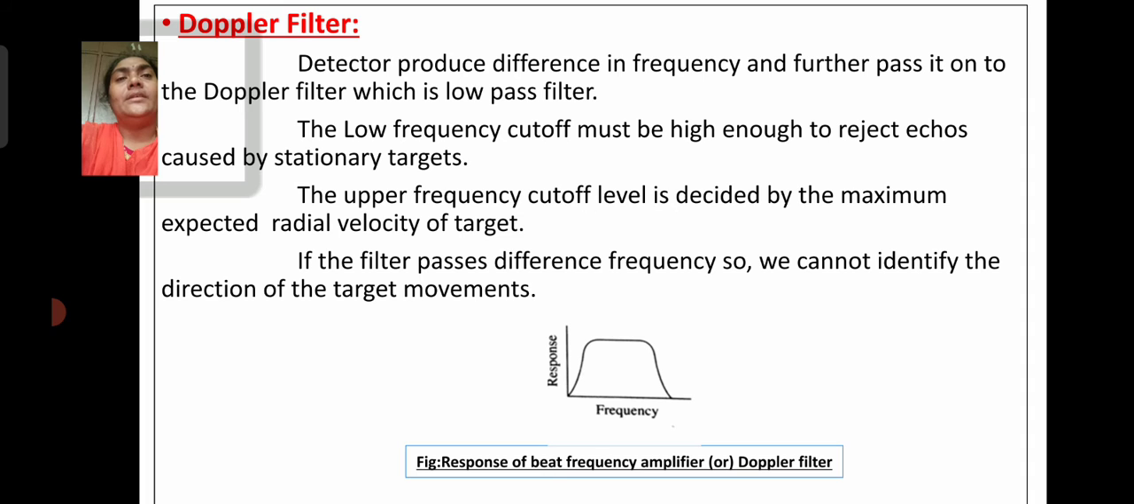So what is the use of the Doppler filter? The detector produces the output frequency, which then passes on to the Doppler filter. The Doppler filter is nothing but a low pass filter. It allows the low frequencies and rejects the high frequencies. The low frequency cutoff must be high enough to reject the echoes caused by the stationary target. The upper frequency cutoff level is decided by the maximum expected radial velocity of the target. If the filter passes different frequencies, we cannot identify the direction of the target motion. So the Doppler filter is nothing but a filter bank. In the figure below we can see the response of the beat frequency amplifier or Doppler filter.